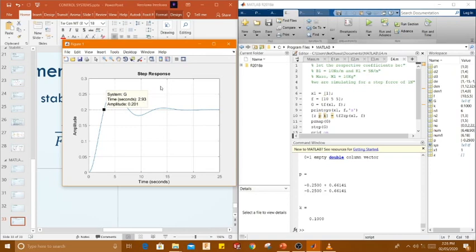Now, this is where it's really getting interesting. So, you try to tweak and tweak those parameters, the stiffness of the spring, and this particular value here.